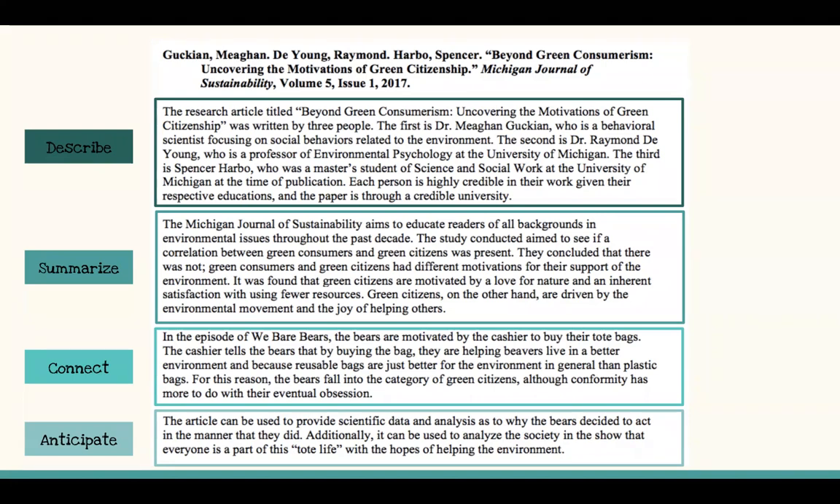You'll notice that this student definitely prioritized the describe and summarize portions of their annotation. They really concentrated on the credentials and background of their writers, along with the credibility of the journal that they selected this source from, all of which is fine. But we want to see a little bit more here in this anticipate section, right?